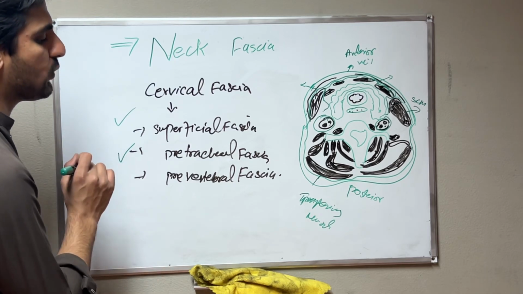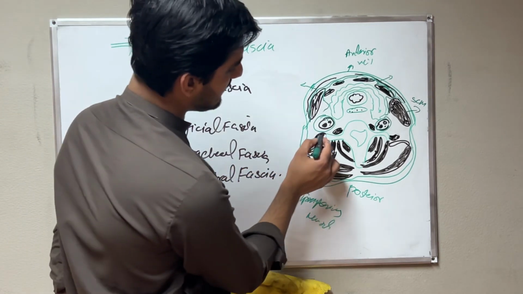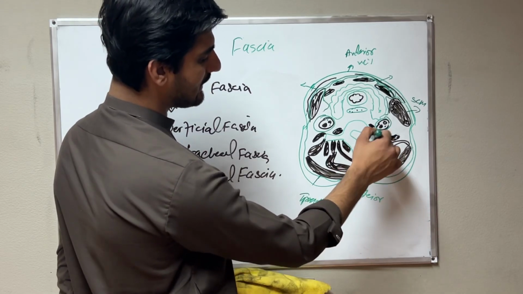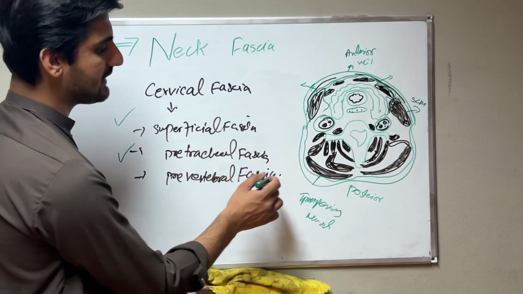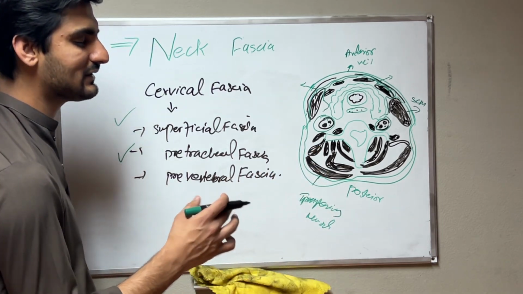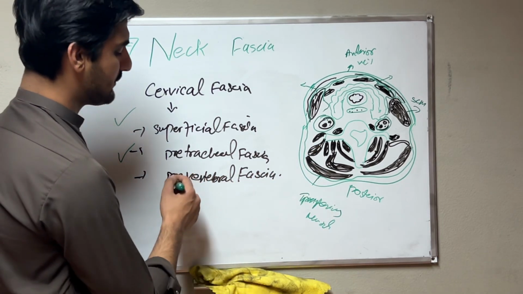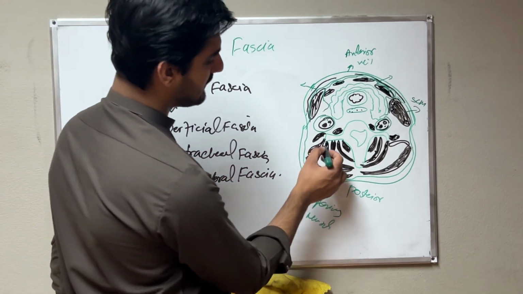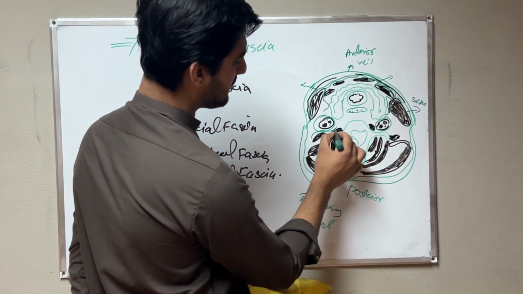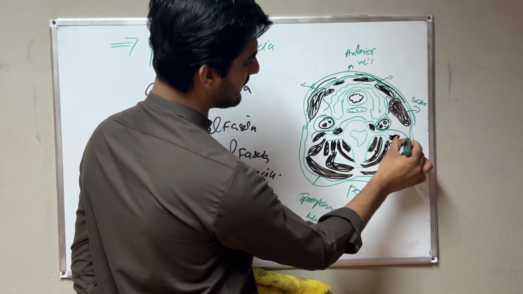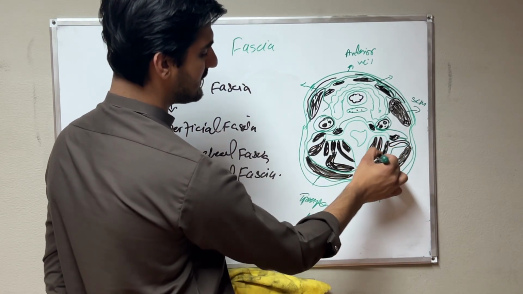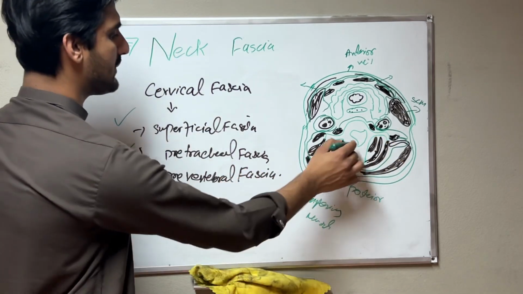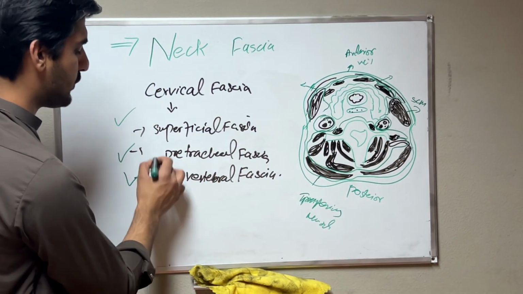Now the prevertebral fascia. Prevertebral means on the vertebra side. When we discuss the deep group of muscles of the neck, the prevertebral fascia covers the deep muscles of the neck. These are the deep muscles of the neck, and they are covered by the prevertebral fascia.